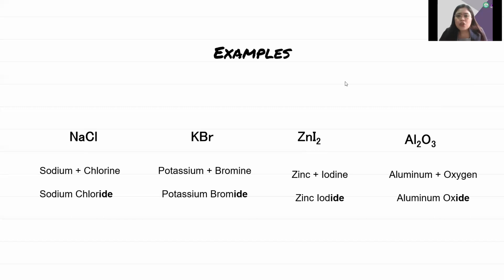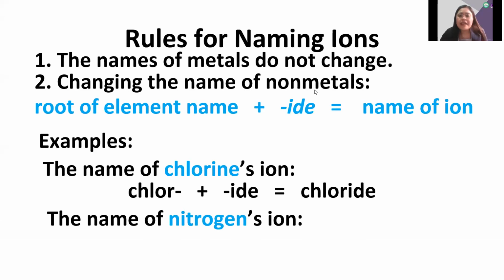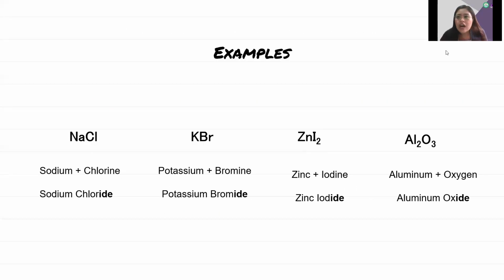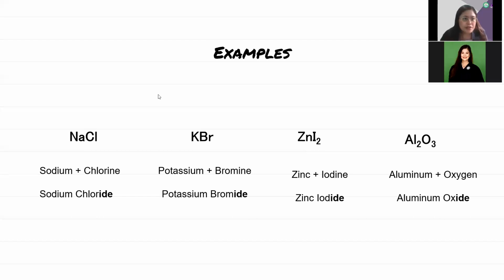Okay? Questions about naming our binary compounds. Sino pa dito ang nalilito in naming the binary compounds? Binary ha, dalawang elements lang. Kahit pa may subscript, basta dalawang element like zinc and iodine, dalawang element lang yan sila. Both of them, silang lahat ay ionic.